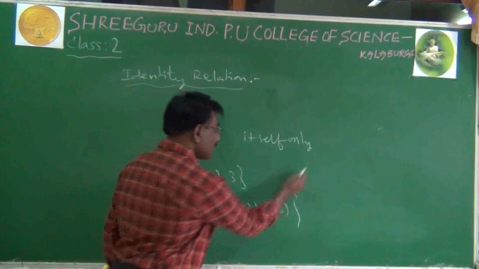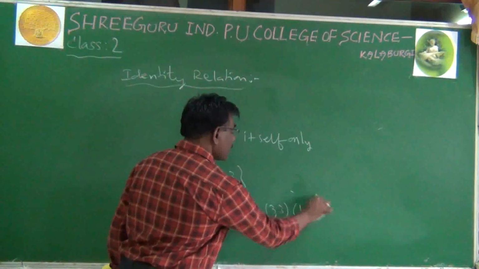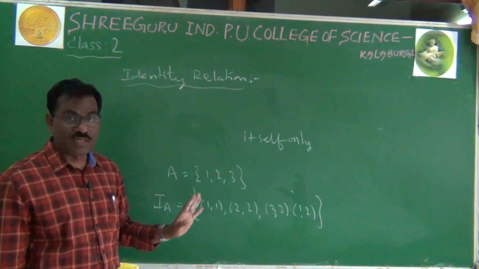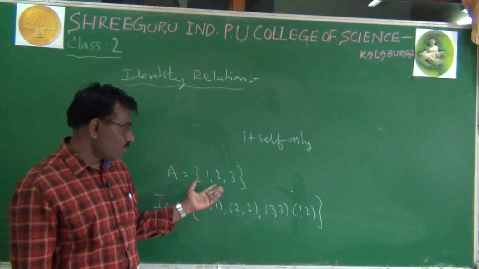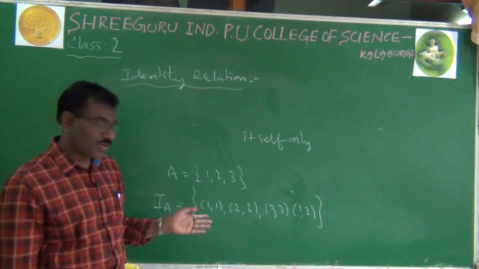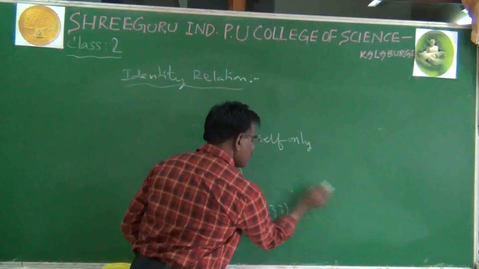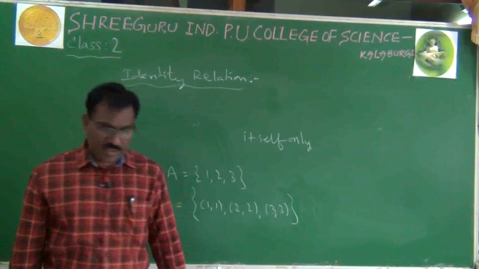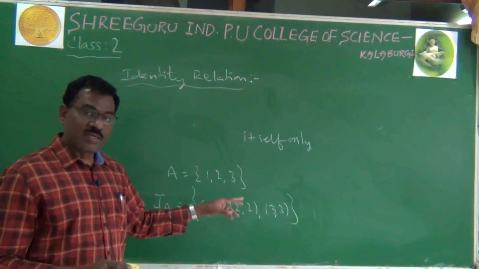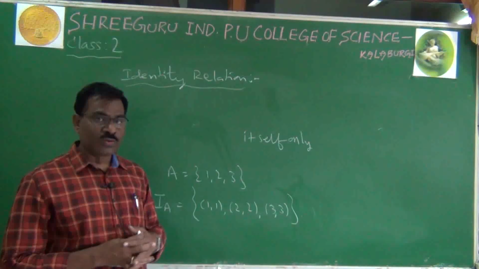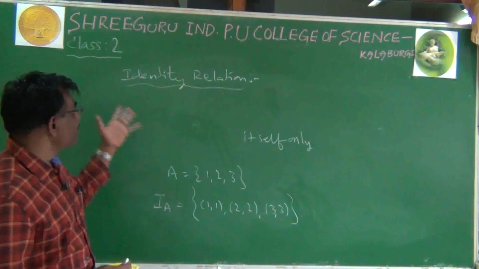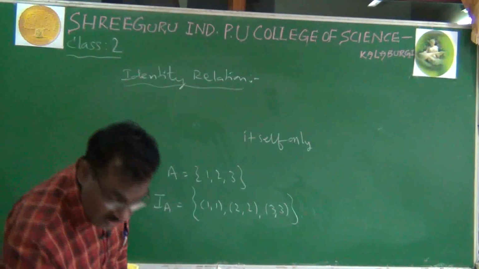Even if you take (1,2), this is not an identity relation. An identity relation is itself only, but it's not itself only because (1,2) is there. This is not an identity relation, though it is reflexive. So very important: every identity relation is reflexive, but reflexive is not an identity. So this is another definition.